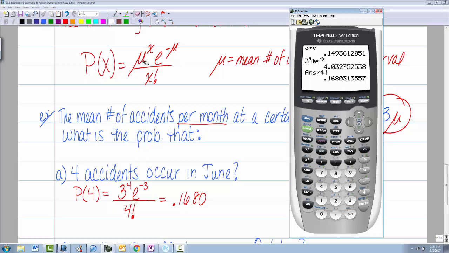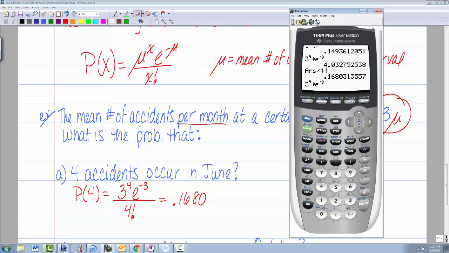But first of all, mean, 3 accidents a month, and 3 goes here. 4 accidents occur. x is 4, that's how many, put that down, please. All right, 3 caret 4 times, and then just to show you where e is on an 84, it's second ln. By the way, ln is natural log, or log base e, for you CAT students out there. Actually, you Math 3 students, you should have seen that last year. You did a lot of logarithms.